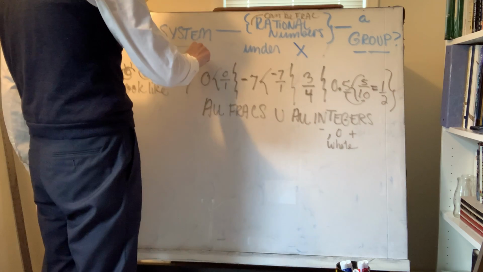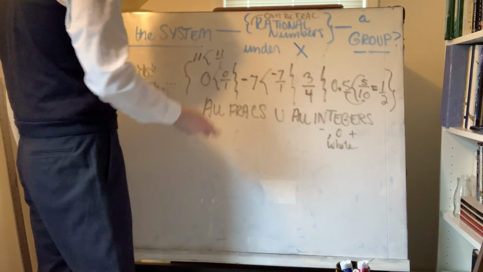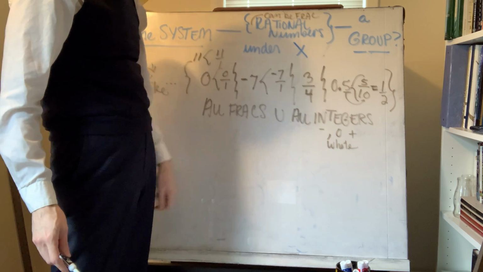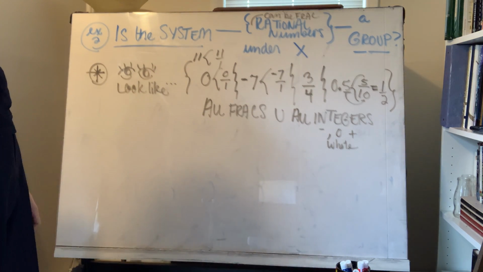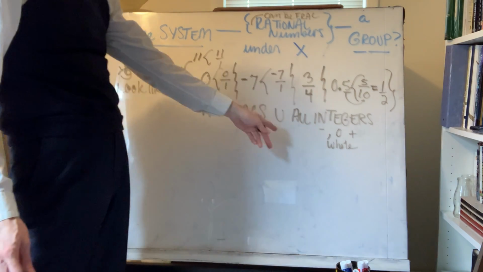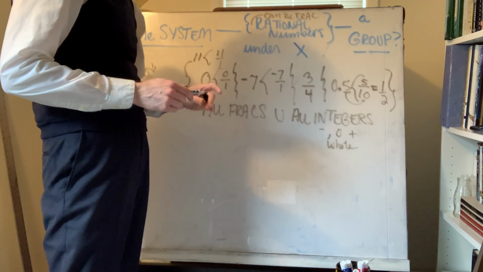Here's regular 11, right? You can make regular 11 look like a fraction real easily. And things that are fractions to begin with, like 3/4, okay? So that's basically what it would look like. Rational numbers are all fractions in union with all integers.